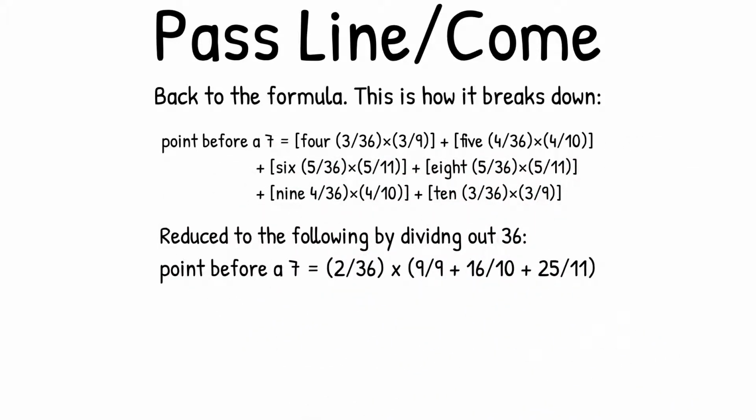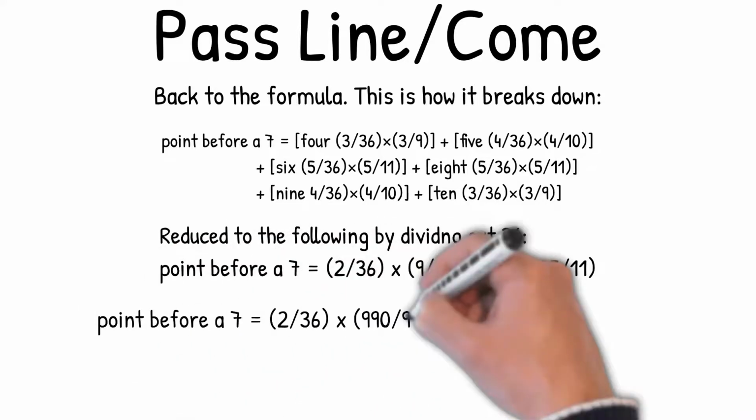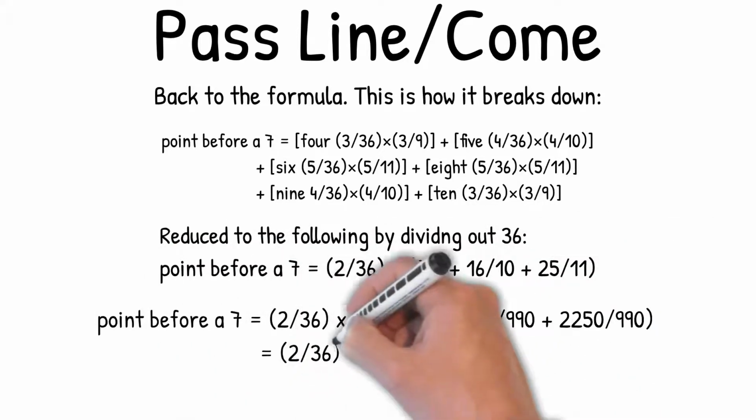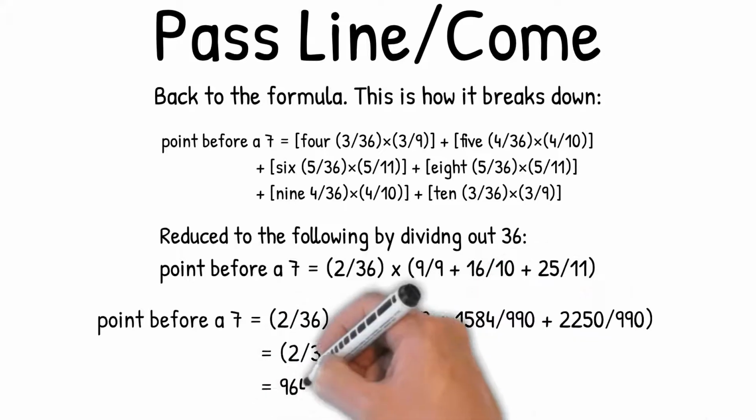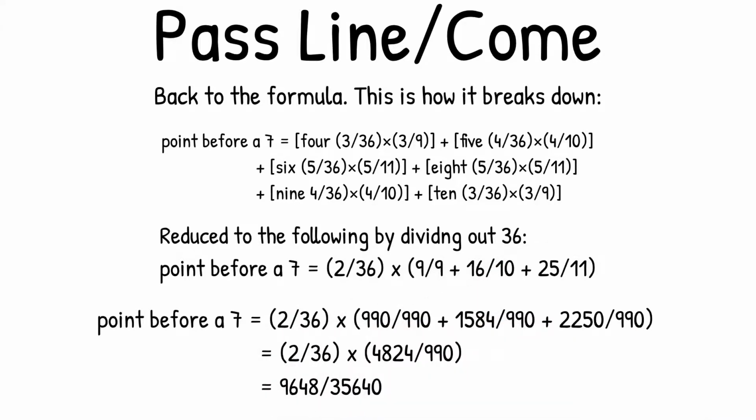Point before a 7 equals 2 over 36 times 9 over 9 plus 16 over 9 plus 25 over 11. Point before a 7 equals 2 over 36 times 990 over 990 plus 1584 over 990 plus 2250 over 990. Breaking down further to 2 over 36 times 4824 over 990, or 9648 over 35640.